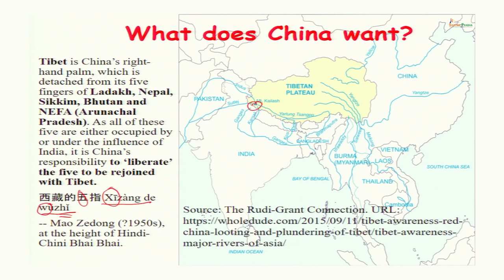Near Kailash is the Mansarovar Lake, and from this lake, four important rivers flow into India. There is the Indus or the Sindhu River, which from India then goes into Pakistan. Then there is the Satluj River, which is a very important river in Punjab. Then there is the Karnali River, which is known as Ghagra in India. It goes and meets the Ganga.